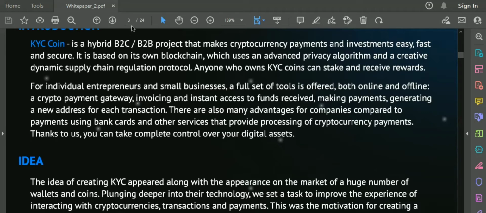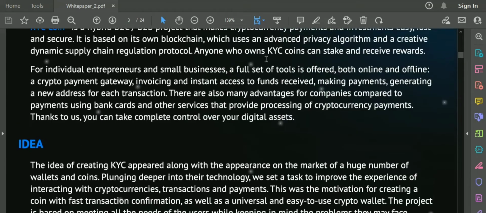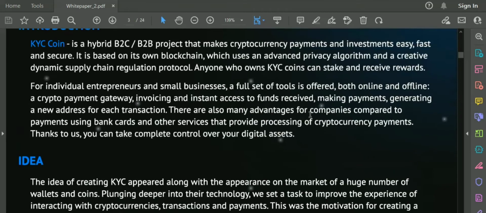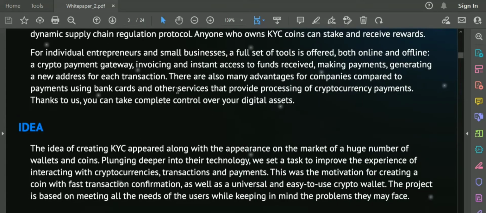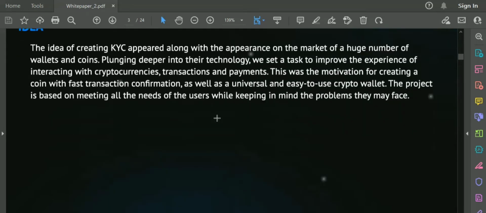For individuals, entrepreneurs, and small businesses, a full set of tools is offered both online and offline. A crypto payment gateway, invoicing, and instant access to funds received, making payments, generating a new address for each transaction. There are also many advantages for companies compared to payment using bankers and other services that provide processing of cryptocurrency payments. Thanks to them, you can take complete control over your digital assets.